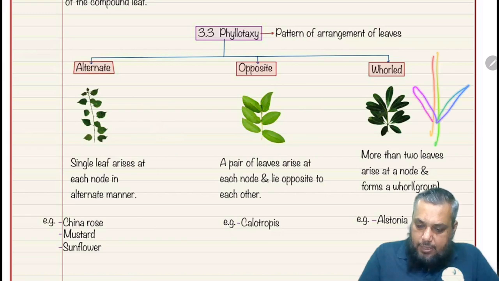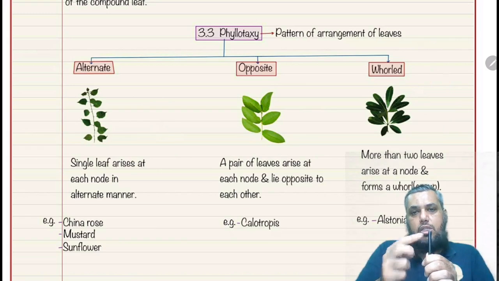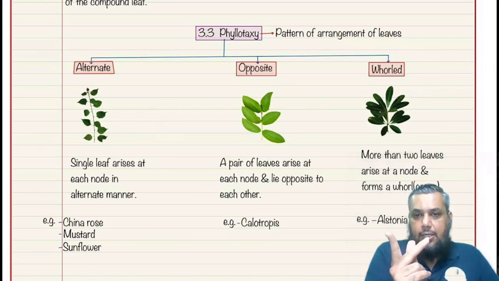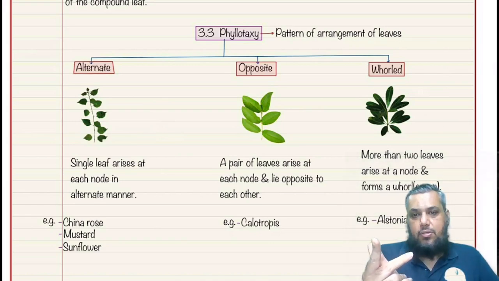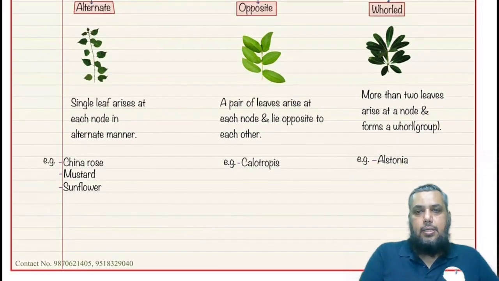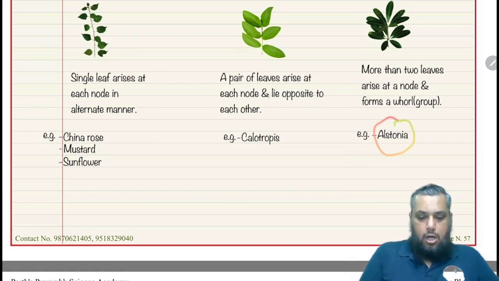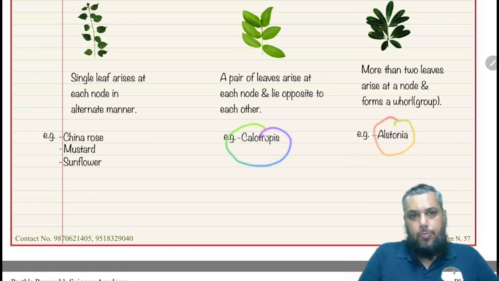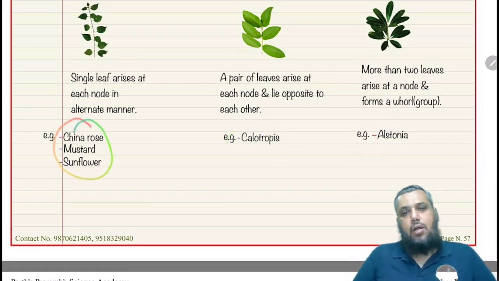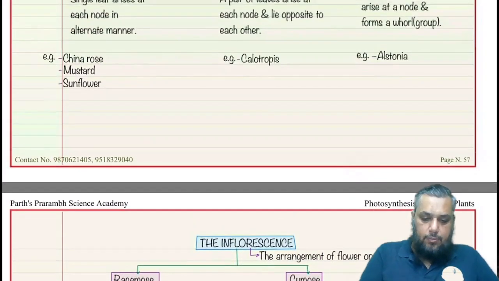In whorled phyllotaxy, you have a stem and you will have multiple leaves, like say three, like a whorl around the central axis. So at one particular node, you'll have this whorl of leaves. Look at my three fingers. So that is called whorled or verticillate phyllotaxy. And such a type of phyllotaxy is seen in a plant called Alstonia. Opposite is seen in a plant called Calotropis. And China rose, mustard, and sunflower show alternate phyllotaxy. So that is about the arrangement of the leaves, which is called phyllotaxy.